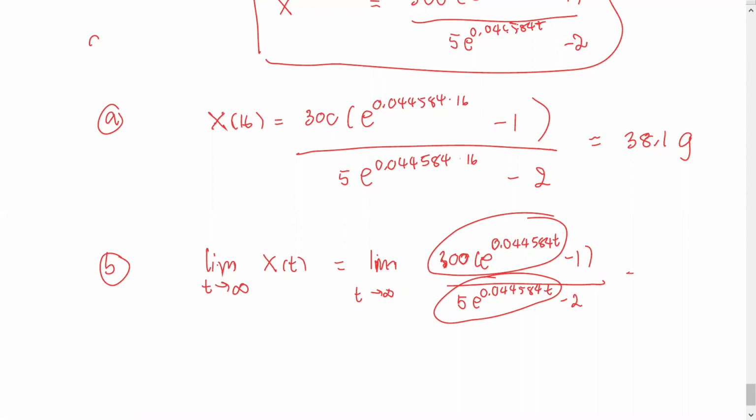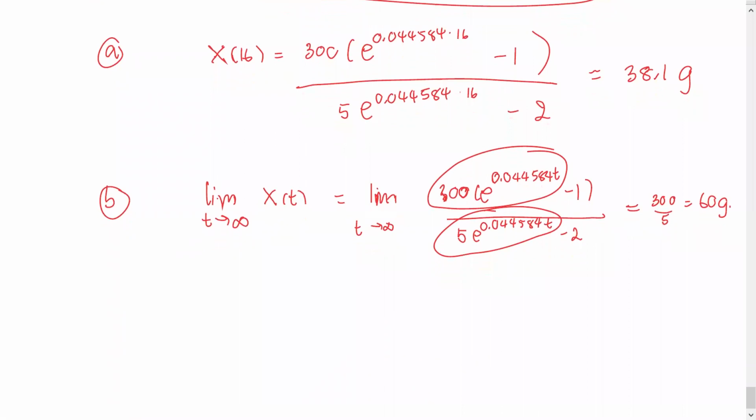So in the long term, the limit will go to 300 divided by 5, okay, which is, what will be the number? 60. So 60 grams. So eventually, the quantity of the chemical C will be 60 grams.